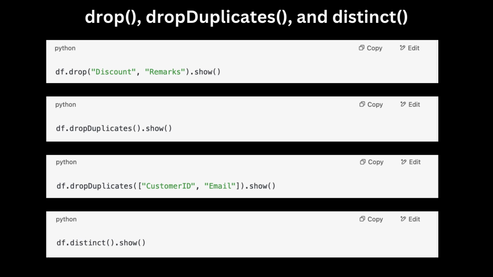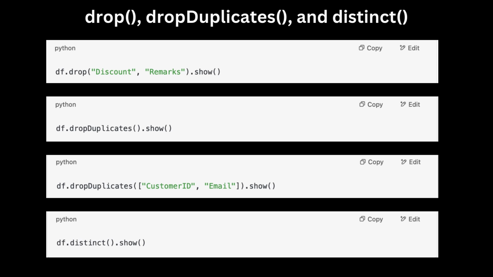Next, dropDuplicates helps you remove rows that are exactly the same across all columns, or a subset of them. Here's how to drop fully duplicated rows. If you only want to drop duplicates based on specific columns, like customer ID and email, you can do this. This ensures you don't accidentally double count records.